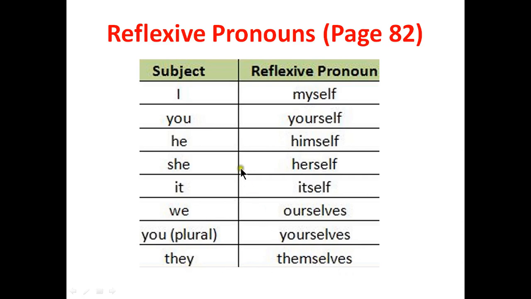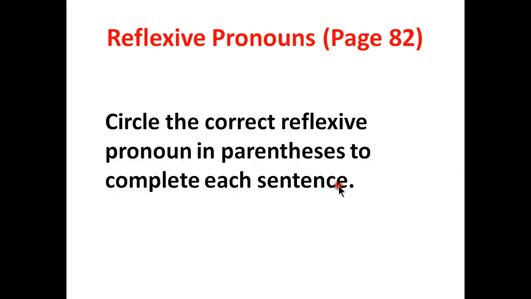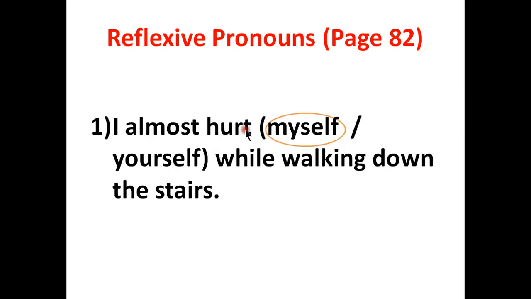I will repeat: I, myself; you, yourself; he, himself; she, herself; it, itself; we, ourselves; you, yourselves; they, themselves. The words like myself, yourself, himself, herself, itself, ourselves, yourselves, themselves are called reflexive pronouns. On page number 82, you will circle the correct reflexive pronoun in parentheses to complete each sentence.